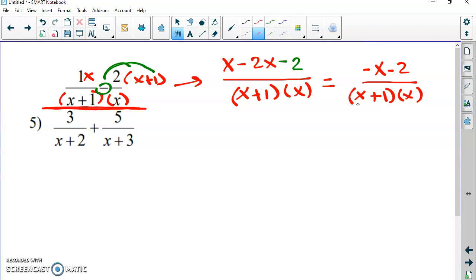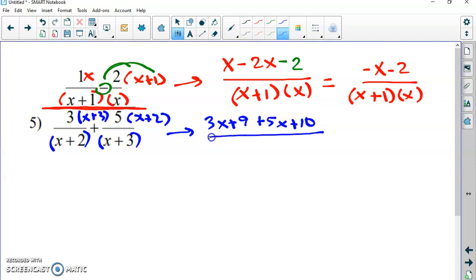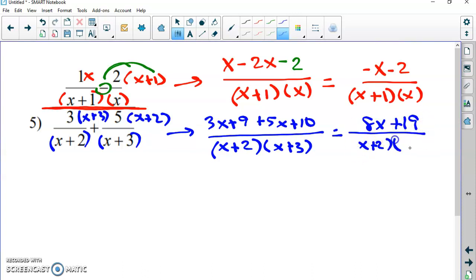We're going to pause and hold off on that for a minute, and we are going to treat the denominator as its own problem as well. So x plus 2 and x plus 3 are two completely different denominators. So this one needs the x plus 3 and this one needs the x plus 2. So we have 3x plus 9 plus 5x plus 10 all over our two denominators. Simplifying this, 8x plus 19 over our two denominators.